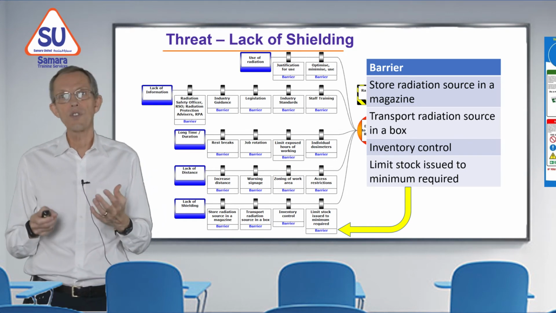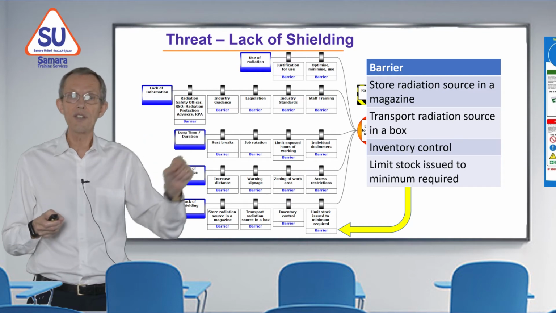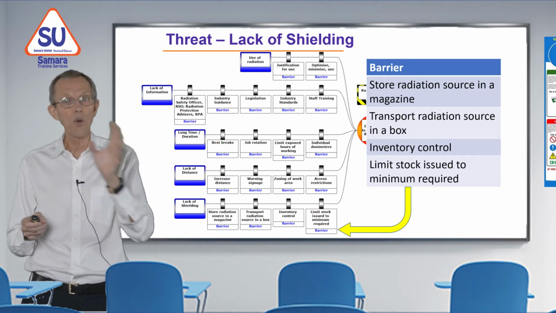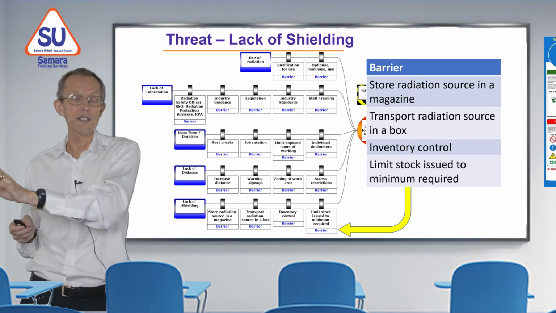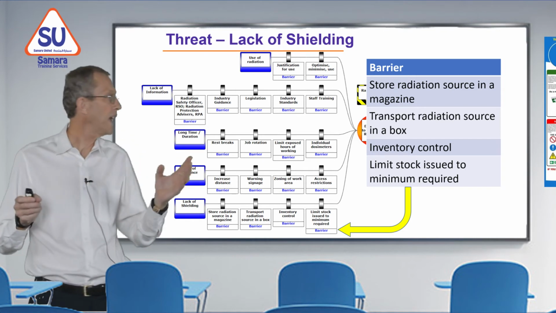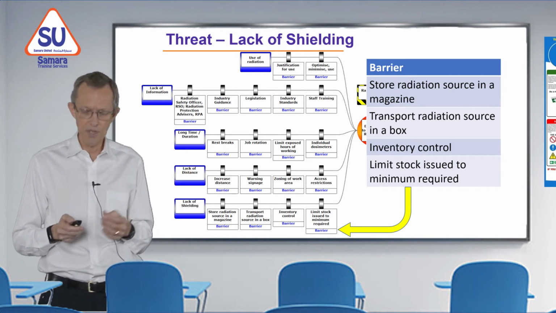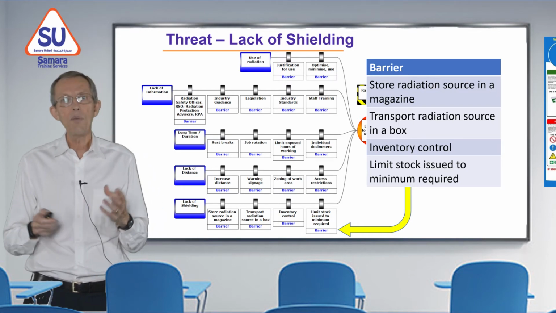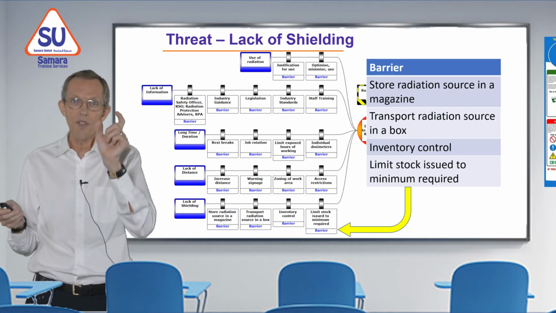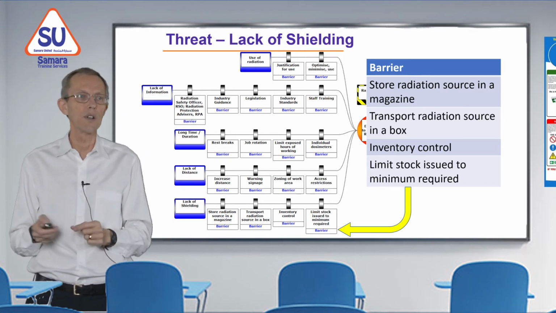We can have inventory control. That means we know where our stock of radiation is. This person has got this piece, that person's got that piece, and all the rest is in the store, the magazine. And at the end of the day, we can check it's all back in. We've not left any out for someone to be exposed to. That's inventory control. And then we can limit the stock. We don't have to have big supplies. We can have the minimum amount, the optimum amount that we need to do the work.